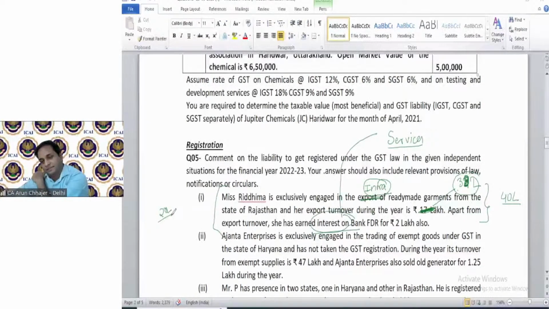My specific question to you is only this: in this case, interest, which is nothing but the supply of service, and goods total is 40, not exceeding 40. So will it not be considered as service and goods, and therefore the limit would be 20? Or even after interest, is it treated as exclusively engaged in the goods?